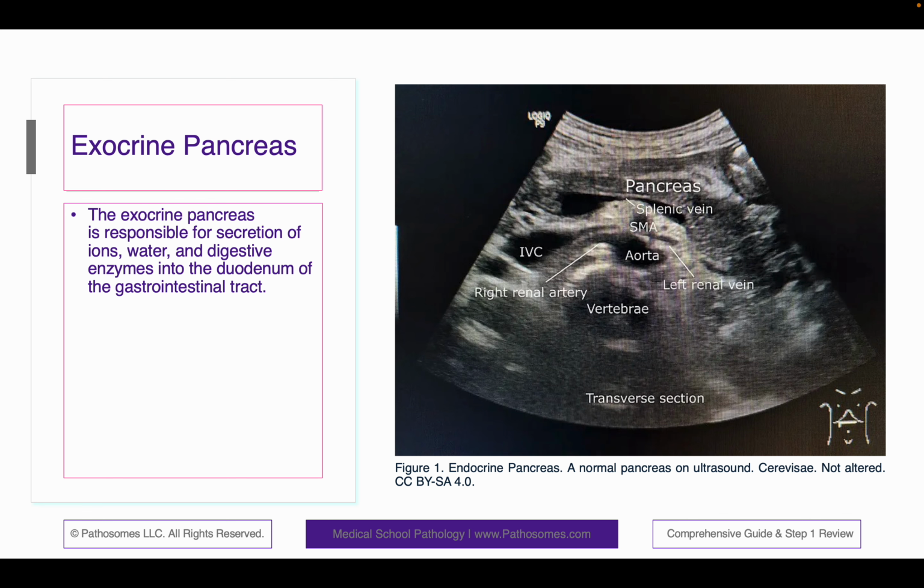So here we can see an image of the pancreas, right? Don't disappoint me now. You recognize that anatomy? We'll see. The exocrine pancreas is responsible for secretion of ions, water, and digestive enzymes such as what? Pepsin, right? Pepsinogen, whatever, into the duodenum of the gastrointestinal tract.